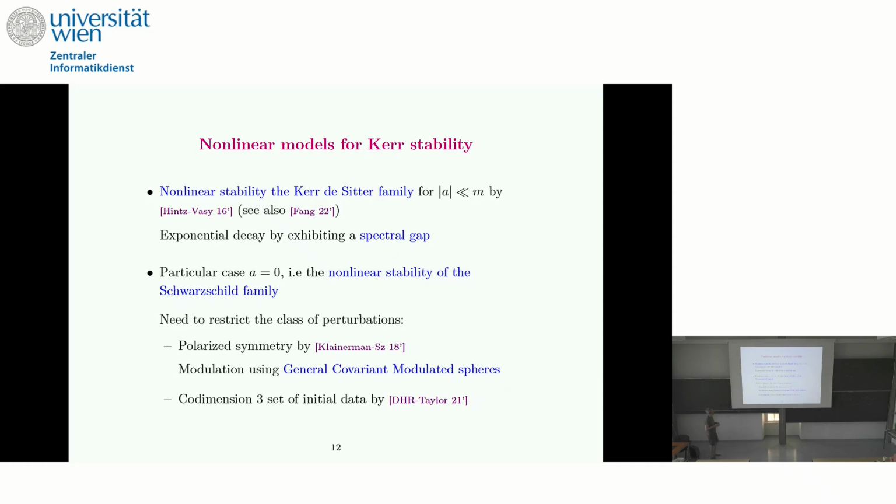In particular, of course, the main part is to deal with general covariance. So we have this procedure called general covariant modulated spheres. If time permits, I'll talk about it later. Okay, and then this was extended to a codimension 3 set of initial data by Dafermos, Holzegel, Rodnianski, and Taylor.